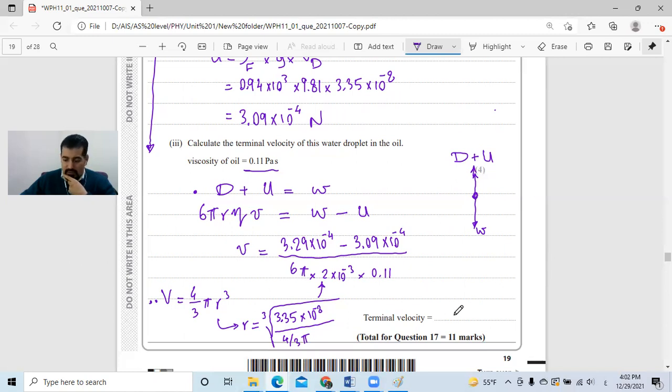Yes, how much is the terminal velocity? Give me the answer. 3.29 times 10 to the power of -4 meters per second.